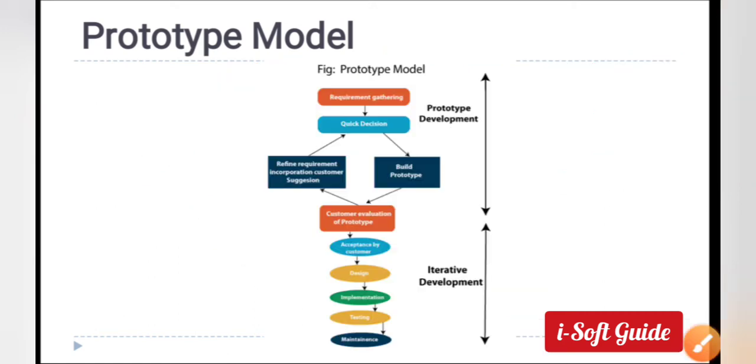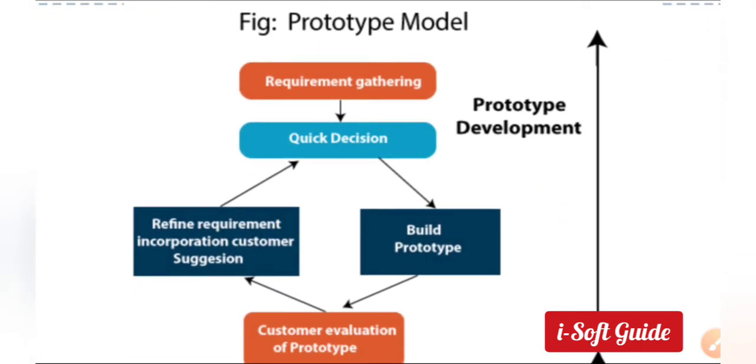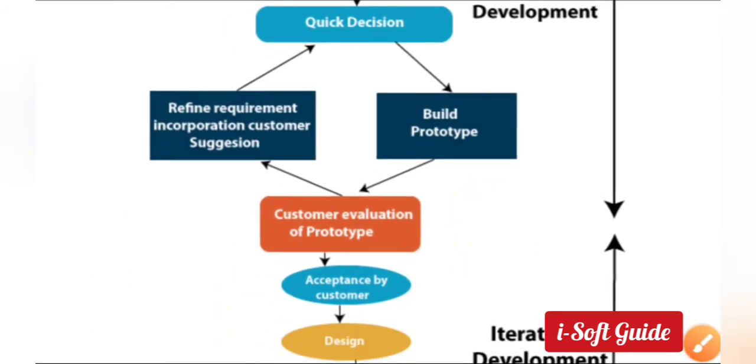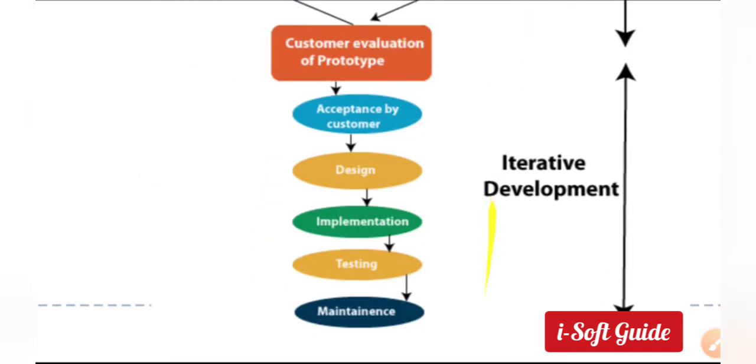In the next diagram, here you can see all the steps are common, as we have discussed in SDLC. So requirement gathering, and after requirement gathering, we will build the prototype. Then that prototype will be delivered to the customer. After delivering it to the customer, here we have two subsections of the diagram: prototype development. In prototype development we will refine and redevelop the prototype until it solves the problems of the customer, or until it meets the requirements of the customer.